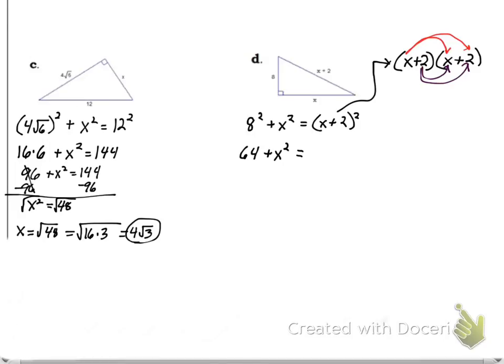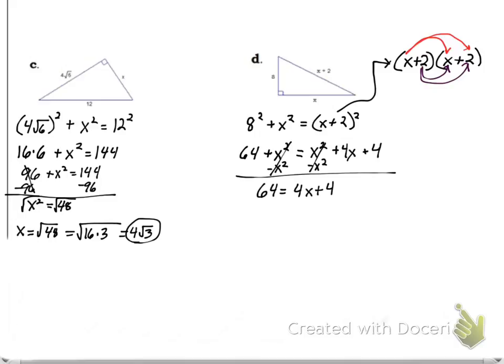All right, so we have x times x, which gives us x squared. I have x times 2, which is 2x. But I also have 2 times x, which is another 2x. So that's 4 x's. And then we have 2 times 2, which gives me 4. The first thing I want to do is get rid of these x squared, because that could be factoring. But they cancel out, so we're left with 64 equals 4x plus 4.